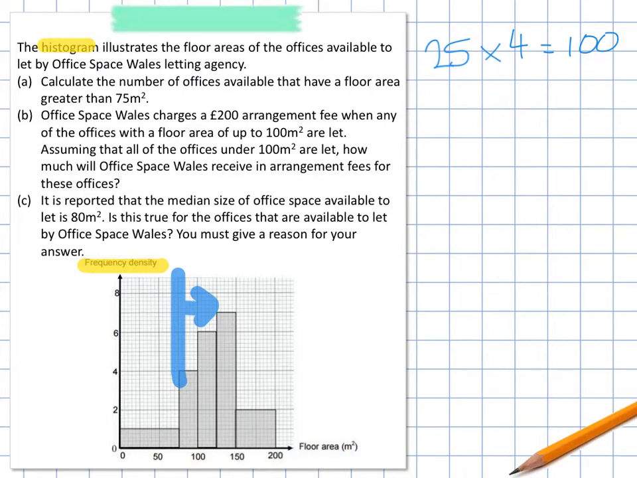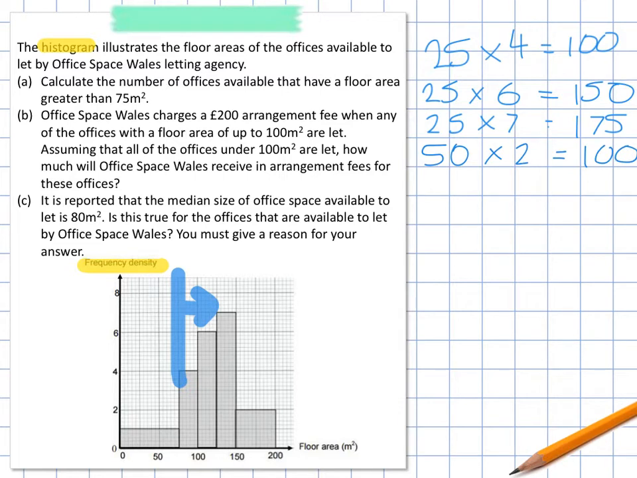Then for the next box, again, it's 25 wide, so we'll times that by the height of 6. So 25 times by 6 is 150. The next box across, also the same width, 25 times 7 this time, which is 175. But the final box is 50 wide and 2 tall, so it's going to be 50 times by 2, which is 100. If we total all of that up, that's 525 offices altogether. Remember that the total is always given you the frequency, it hasn't given you any other information, it's given you the frequency of offices above that amount.